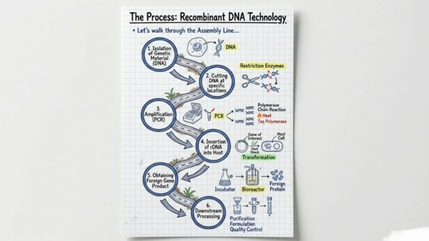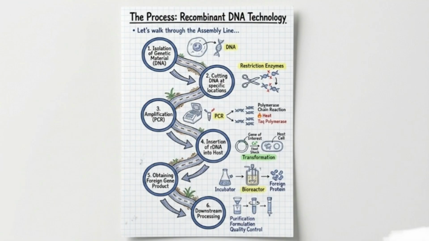Topic: the process of recombinant DNA technology. Let's walk through the assembly line of recombinant DNA technology step by step. Step 1. Isolation of genetic material, DNA. First, we isolate the genetic material, DNA, from the desired organism. This DNA contains the gene of interest that we want to study or modify.